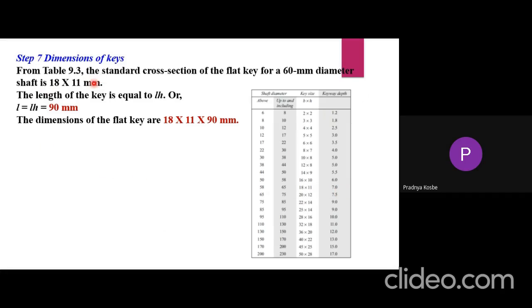So here written from table 9.3, the standard cross section of the flat key for a 60 mm diameter shaft is 18 into 11 mm. And length of the key is equal to length of the hub. Length of the hub already calculated, that is 90 mm. So L, length of the key, is equal to 90 mm. So the dimensions of the flat key are 18 into 11 into 90 mm.